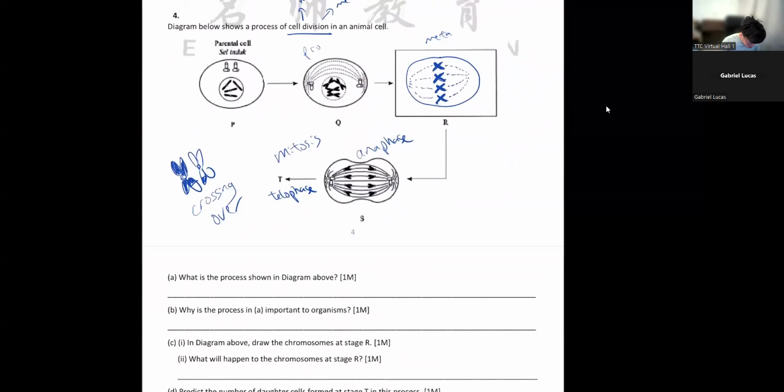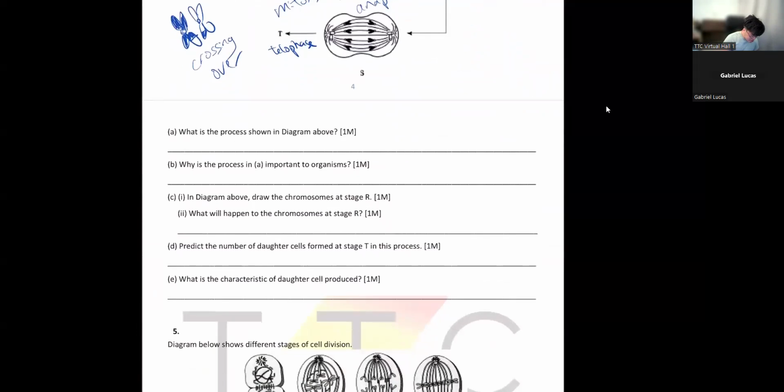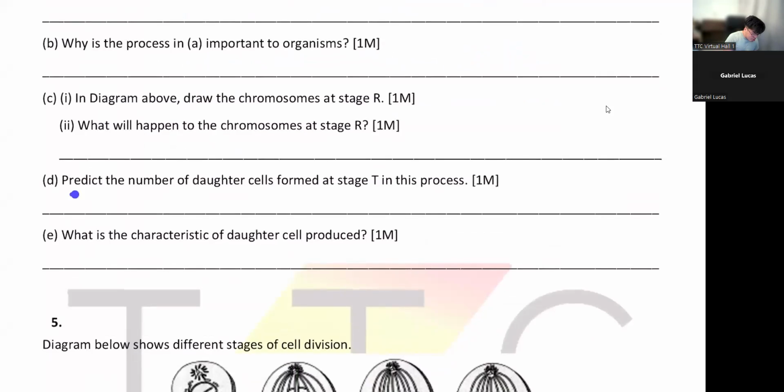Right, so I don't really want to focus too much here. I want you to focus on this. Predict the number of daughter cells formed at stage T. So like I said, there's only 2 cells, because in meiosis you get 4. Because in meiosis they do it twice. Remember?